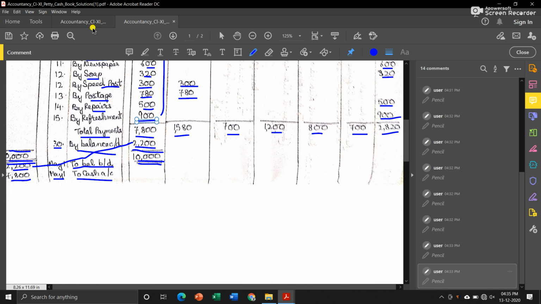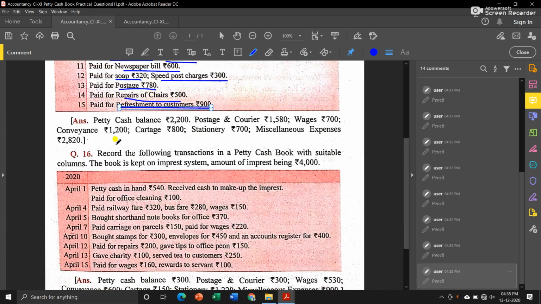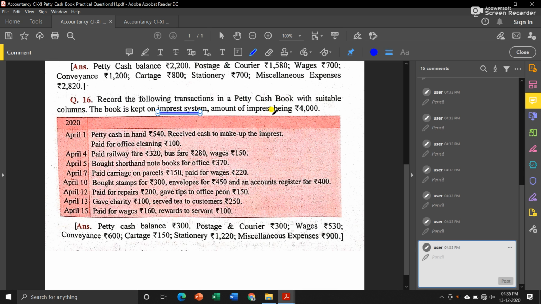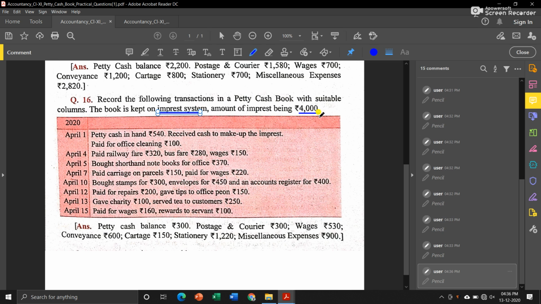It is very easy if you remember the names of each of the columns. Okay, now let us see another question, that is practical question number 16. Record the following transactions in a petty cash book with suitable columns. Now the book is kept on the imprest system and the amount of imprest is rupees 4,000. That means every month 4,000 will be kept at the starting of each month for spending on petty expenses.